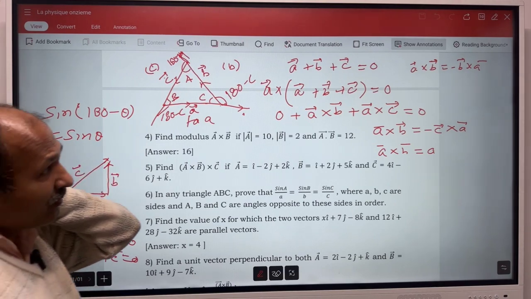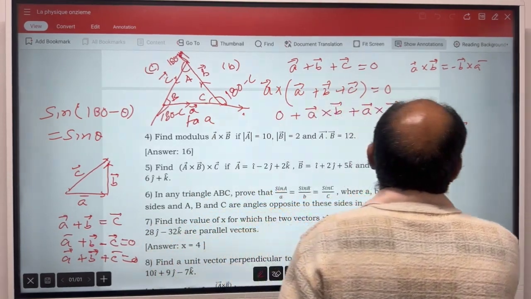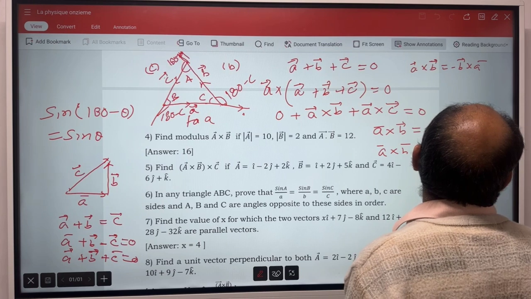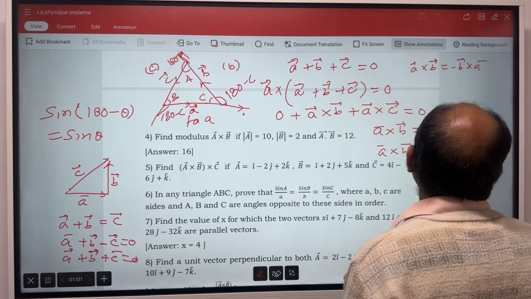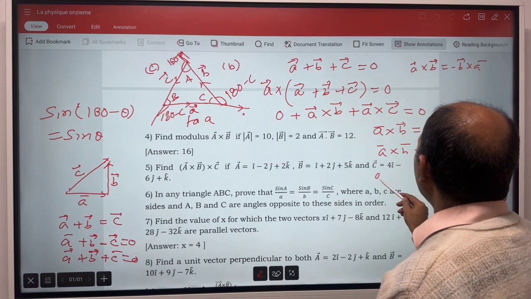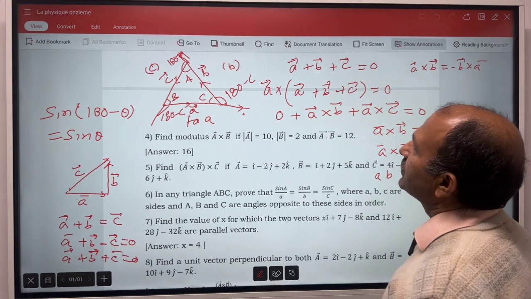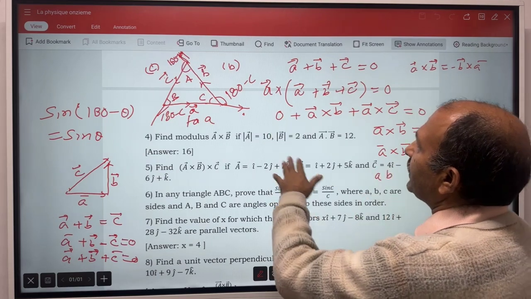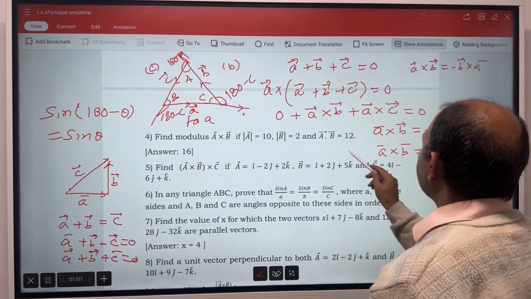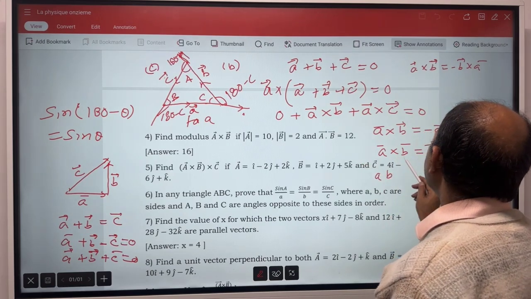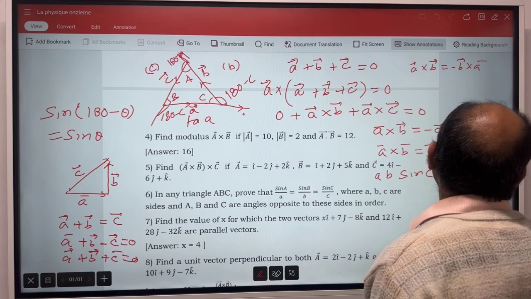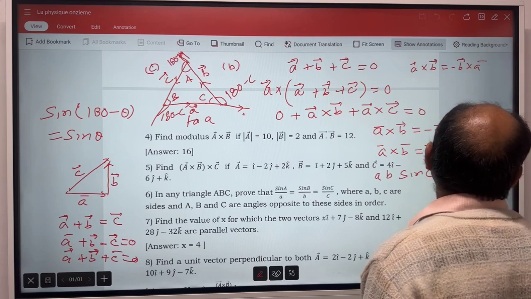So here, what you have got is vector A cross B equal to minus C cross A, or A cross C, you can write it. Now, in terms of modulus, what do we get? It will be a, b, and the angle enclosed between vector A and vector B will be 180 minus C. So sine of 180 minus C, because A cross B equals ab sine theta, this will be sine C. Similarly, this will become ac sine B.